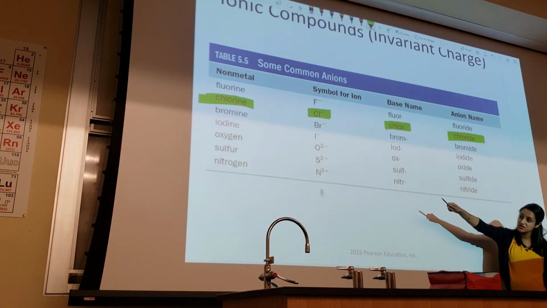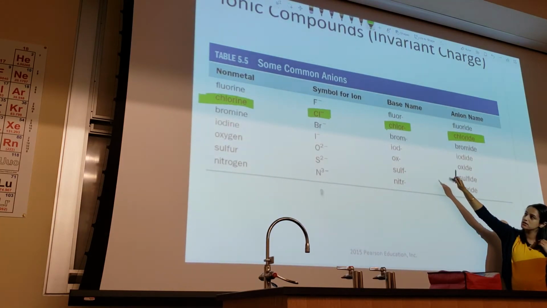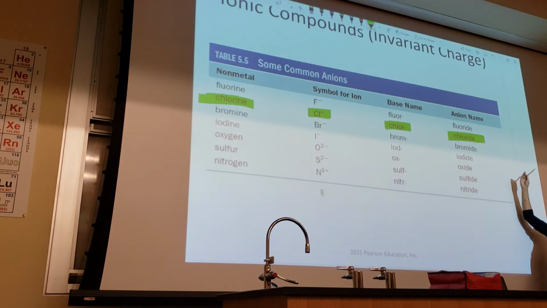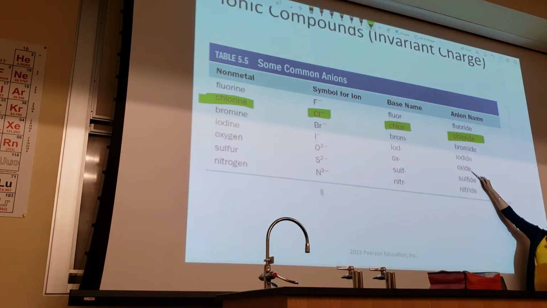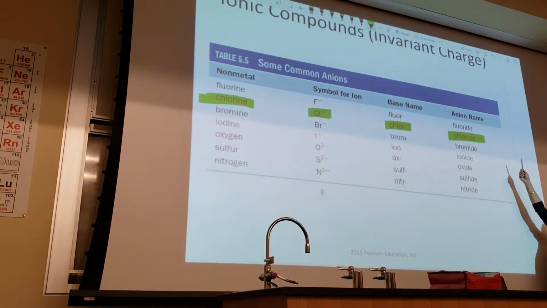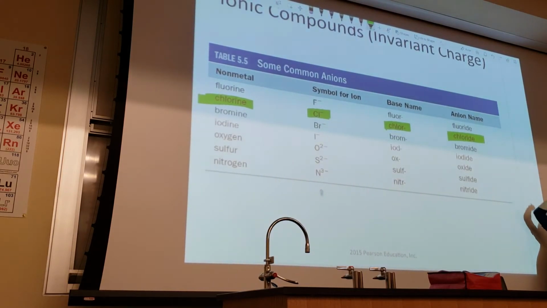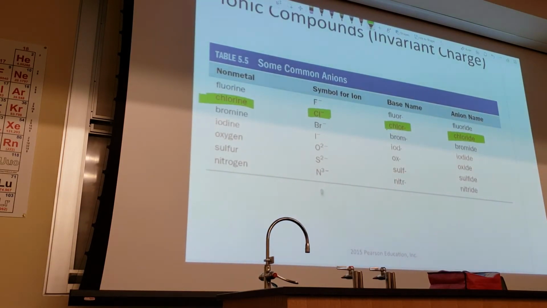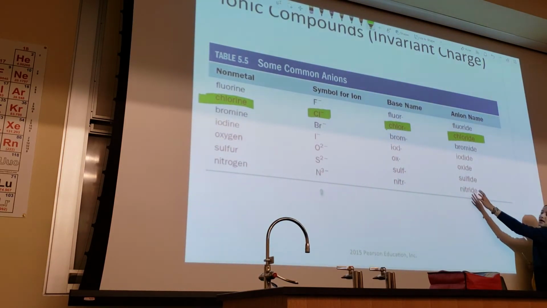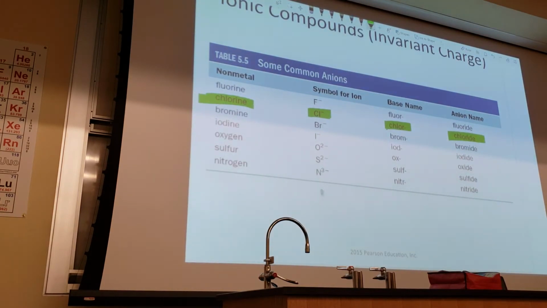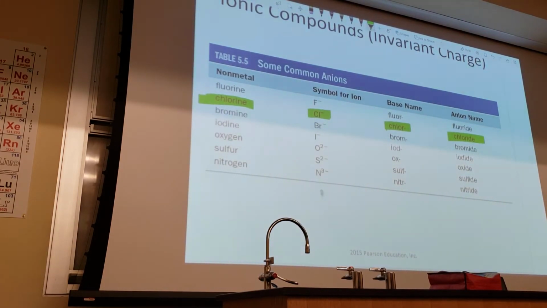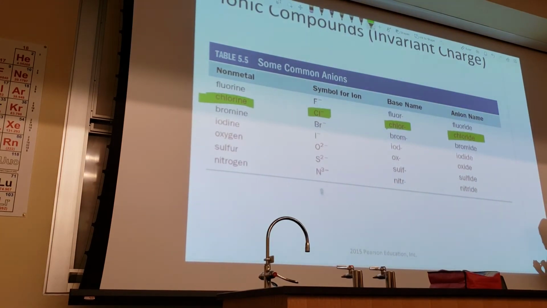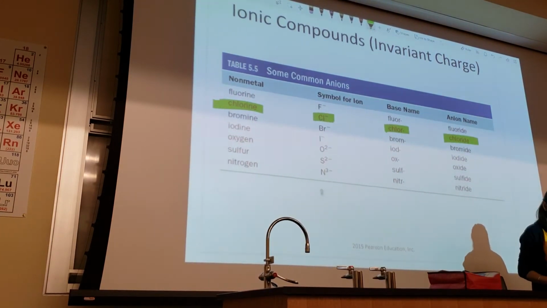You have oxygen. When it's the ion, it's OX, so then you add the IDE, so it's oxide. You hear fluoride a lot, right? That's fluorine in a compound. So fluoride, iodide, sulfide, nitride, IDE every single time. This is when it's an ion. If it's by itself, you would just say oxygen. You wouldn't add the IDE.